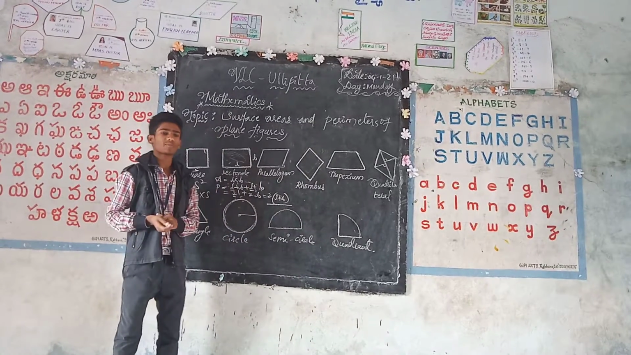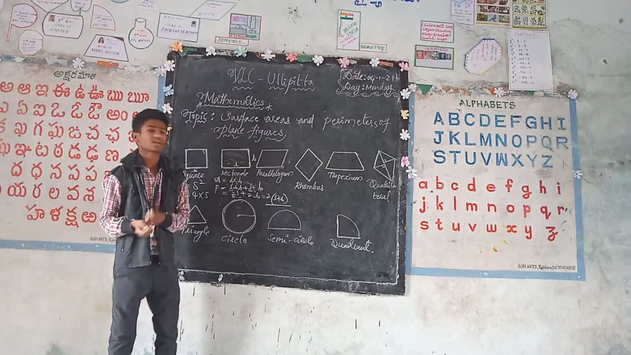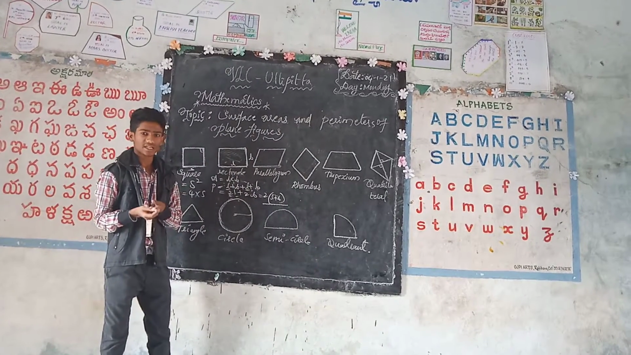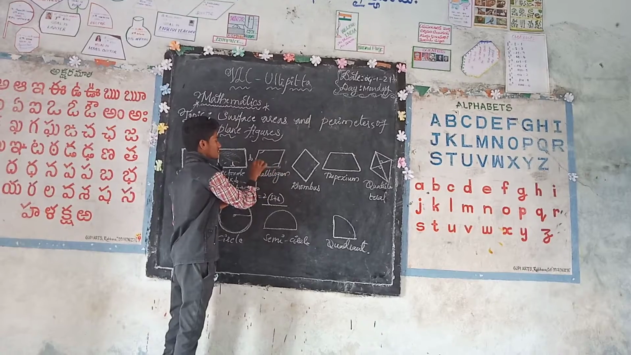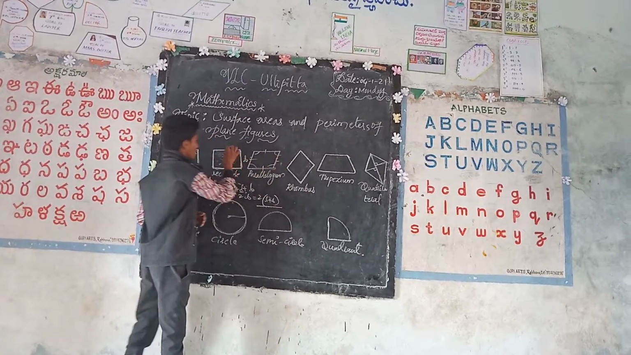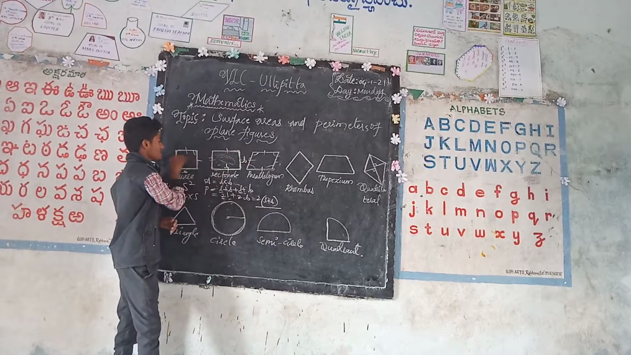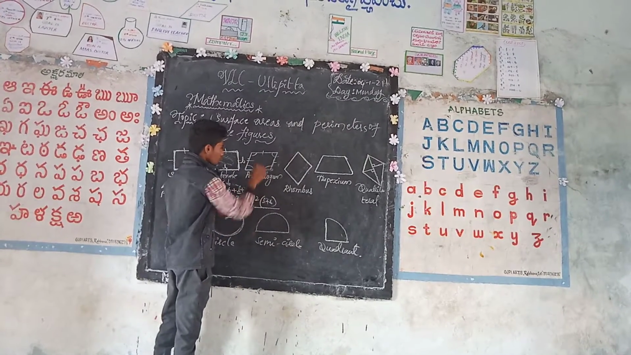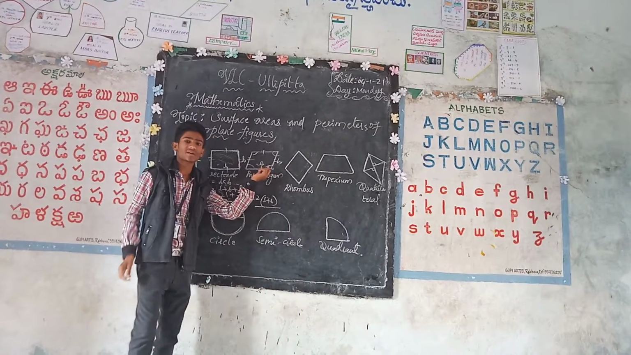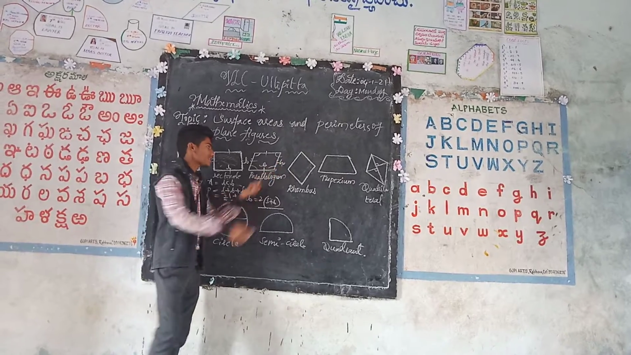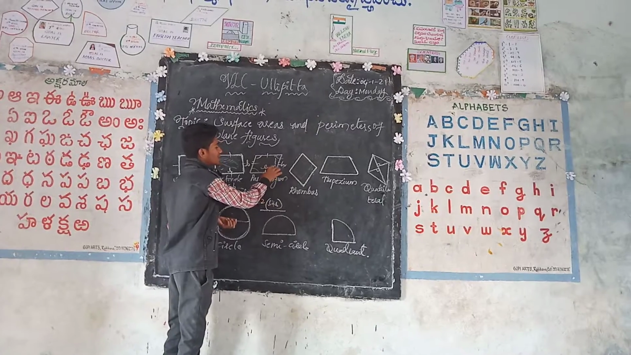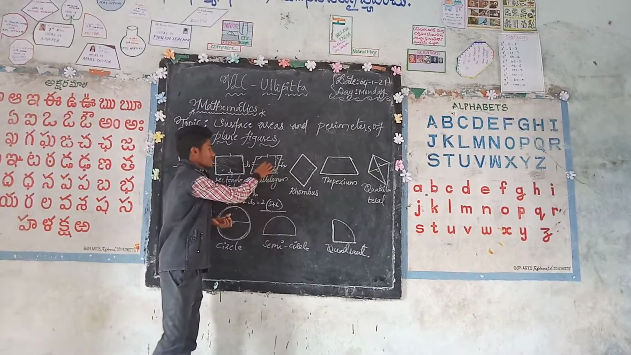Two pairs of opposite sides are equal and parallel lines are also equal. In a parallelogram, opposite angles are equal. So this angle is equal to this, and this angle is equal to this. Opposite sides are equal. Here we can consider one side as the base and the other as the height. If we draw a perpendicular line on the base, we get 90 degrees. So what is the area of a parallelogram?